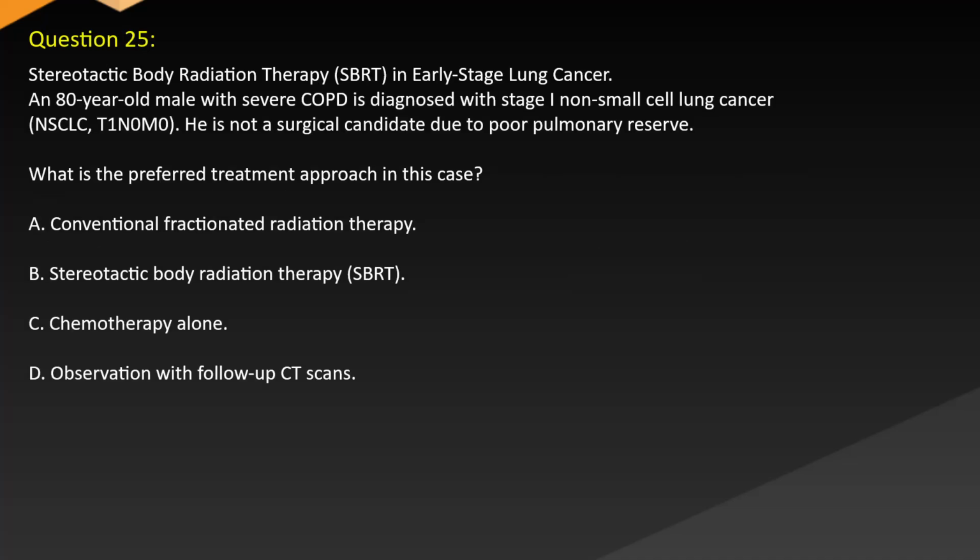Question 25. Stereotactic body radiation therapy (SBRT) in early-stage lung cancer. An 80-year-old male with severe COPD is diagnosed with stage I non-small cell lung cancer (NSCLC). He is not a surgical candidate due to poor pulmonary reserve. What is the preferred treatment approach in this case? A. Conventional fractionated radiation therapy. B. Stereotactic body radiation therapy (SBRT). C. Chemotherapy alone. D. Observation with follow-up CT scans.